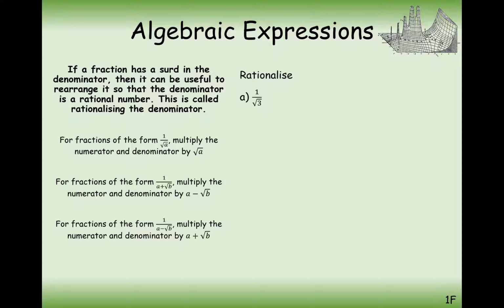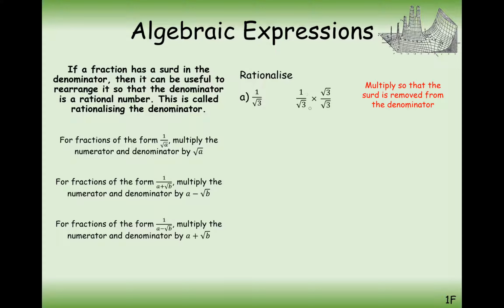Okay, so let's look at how we do this. Here we have 1 over the square root of 3. To rationalise this denominator, we have to times the top and the bottom by the square root of 3. Remember that when you take a fraction and times the same thing on the top and on the bottom, it doesn't actually change the value of the fraction.